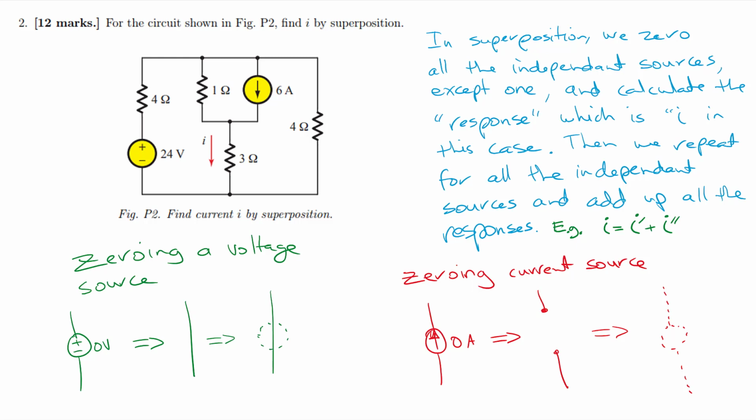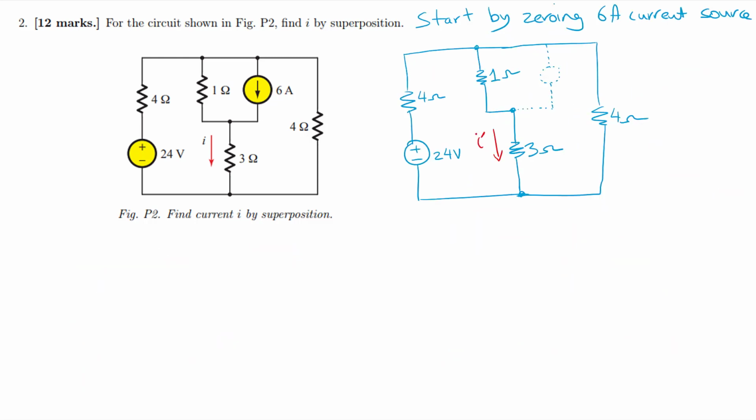Starting this, we're going to start by zeroing the 6 amp current source. That's this guy right up here. It's a current source, and when we zero it, there's no current flowing, so it's as if it's an open circuit. We've denoted it here, and the rest of the circuit stays the same.